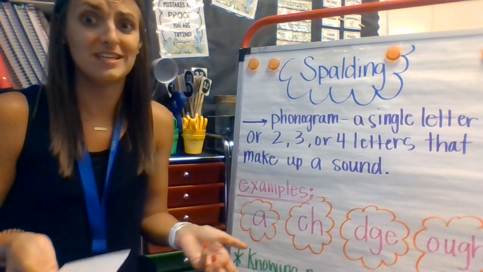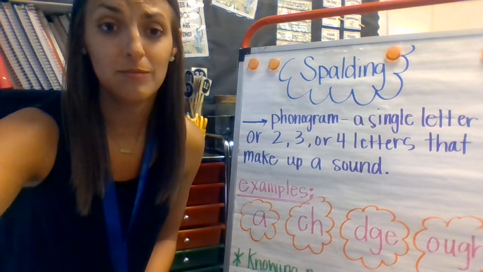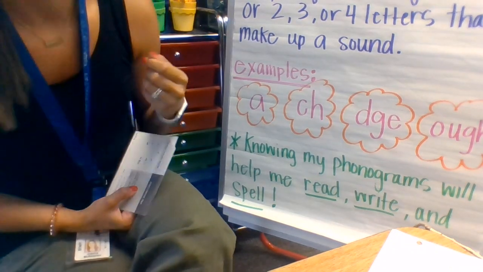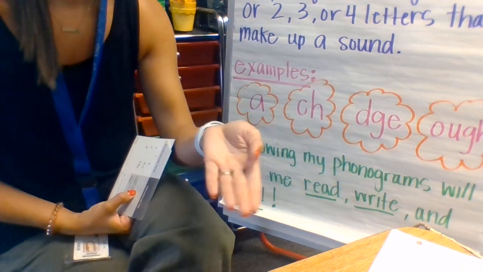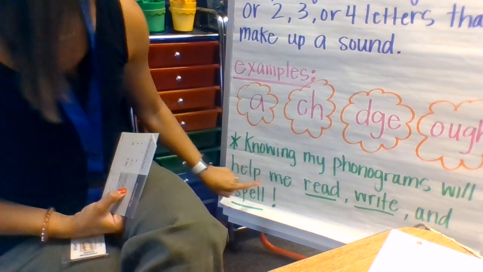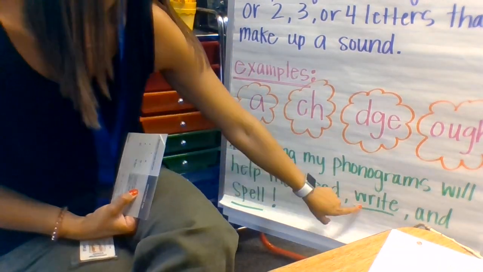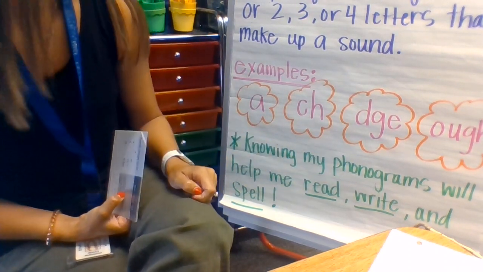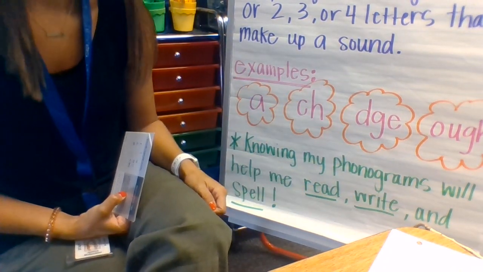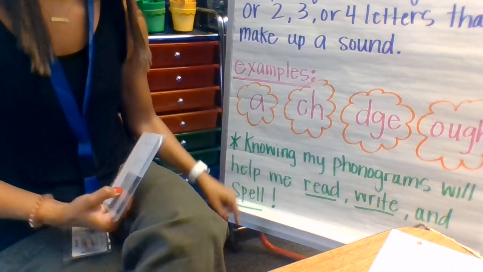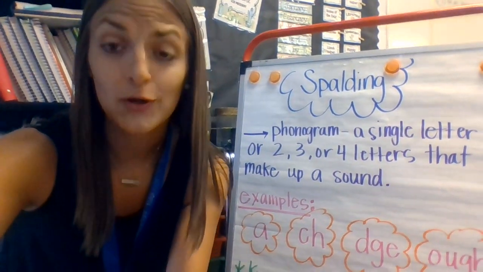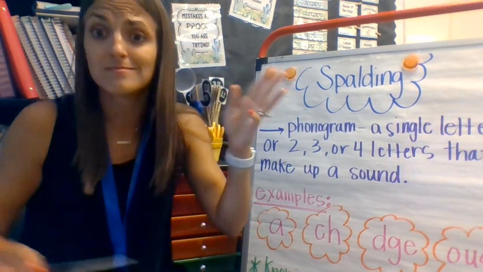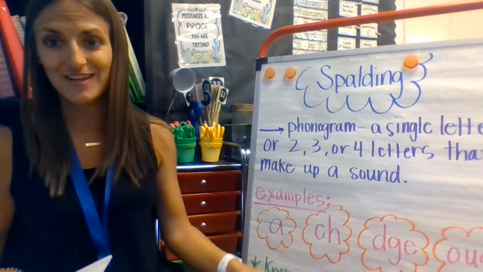Why is it important? What's it going to help us do? So I wrote that at the bottom of my anchor chart, so I'm going to tilt it down again. And boys and girls, you can repeat this after me. Knowing my phonograms will help me read, write, and spell. Let's say that one more time. Knowing my phonograms will help me read, write, and spell. How cool is that? Who wouldn't want to learn their phonograms? It's going to help you do 3 big things: read, write, and spell. Man, you're going to be geniuses just by doing Spalding.